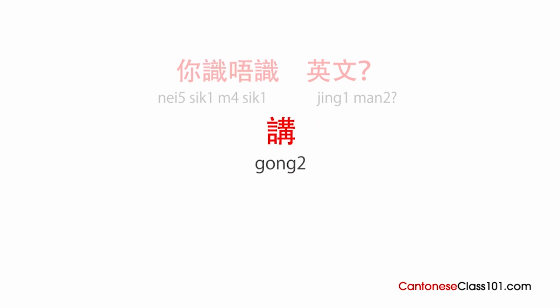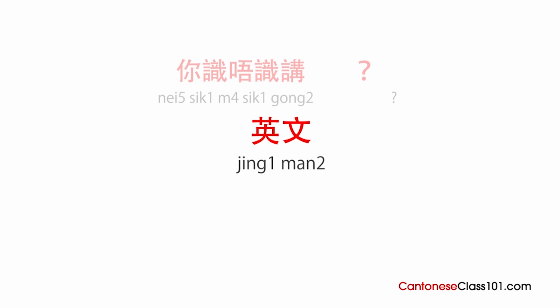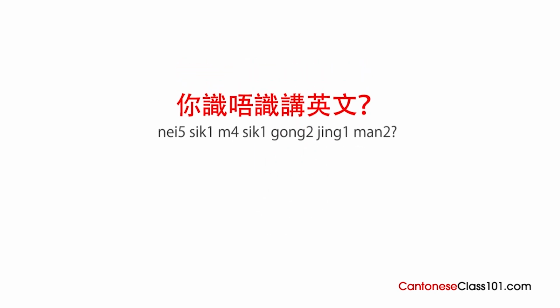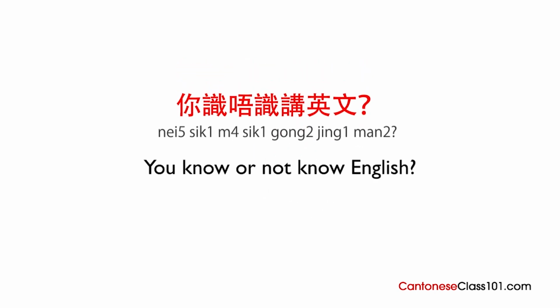Then we have the verb to speak, 講, followed by 英文, which means English. Literally, it means you know or not know English. 你識唔識講英文？To learn more about forming Cantonese questions, please look at our Absolute Beginner series on CantoneseClass101.com. You can find very detailed grammar lessons and resources there.